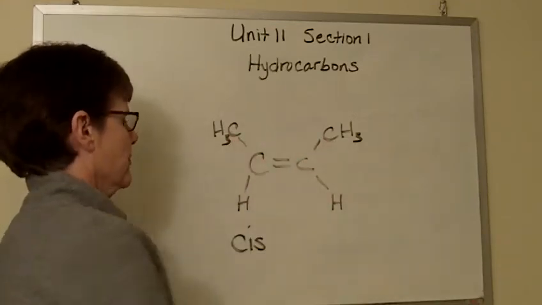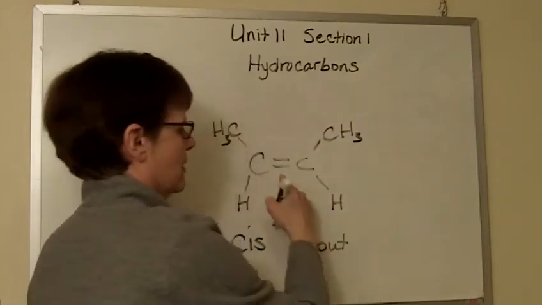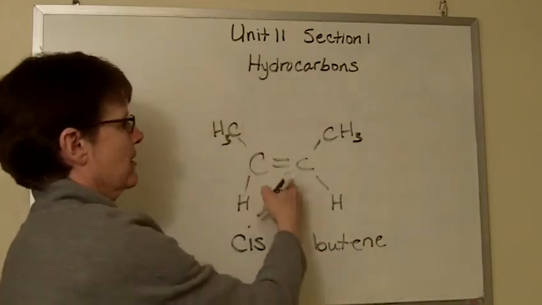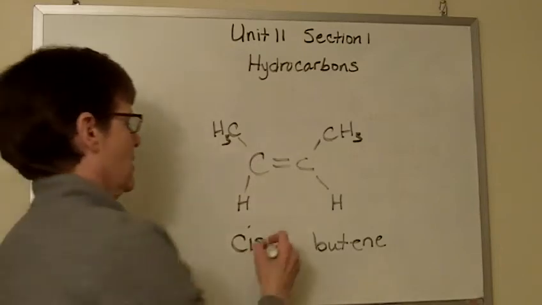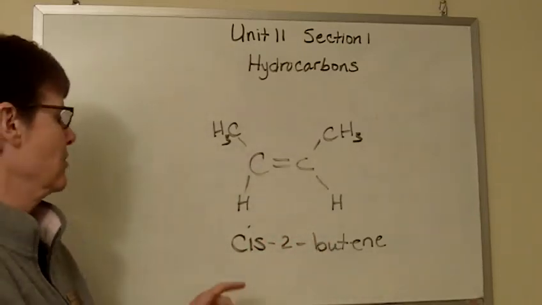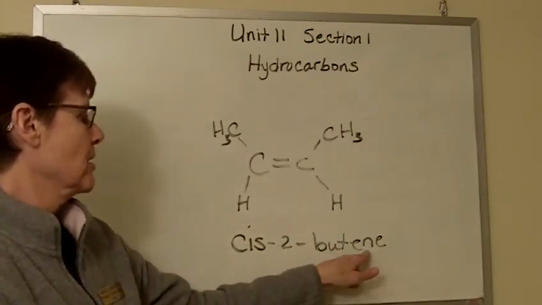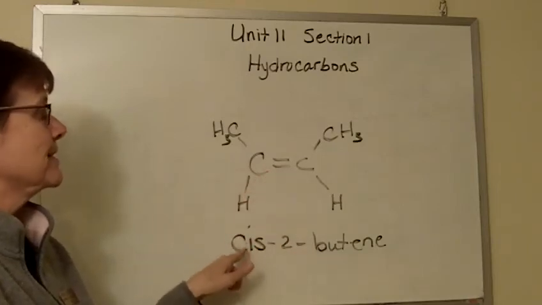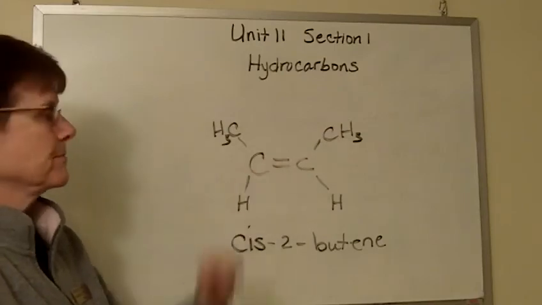So we have the cis isomer here, and so let's see, can we name this thing? 1, 2, 3, 4. So we'll call it bute. Double bond makes it butene, and the fact that the double bond is on carbon number 2 makes it 2-butene. So now we have all kinds of pieces to this name. We know it's bute because of the 4 carbons, it's ene because of the double bond, it's 2 because the double bond is in position 2, and now it's cis because it forms this kind of arrangement.